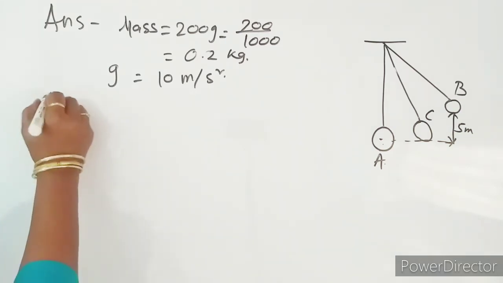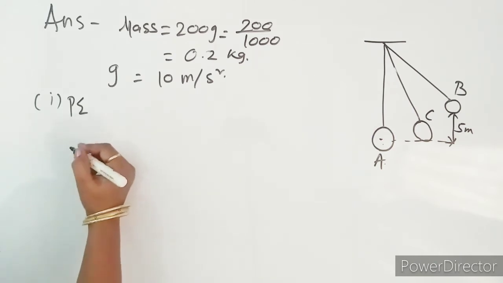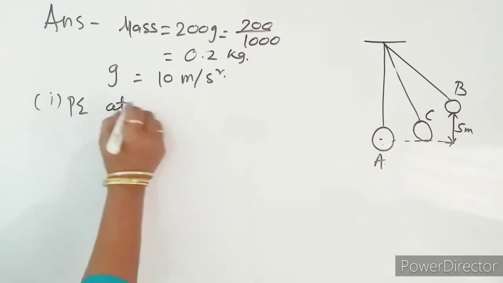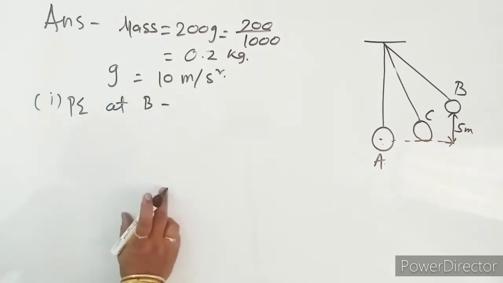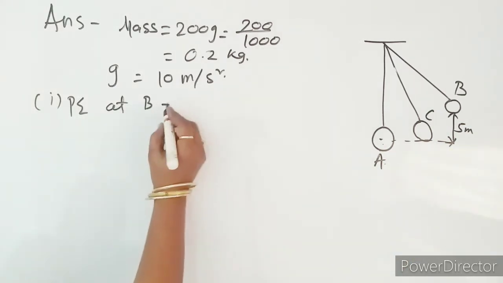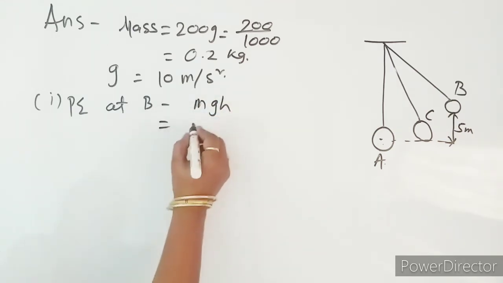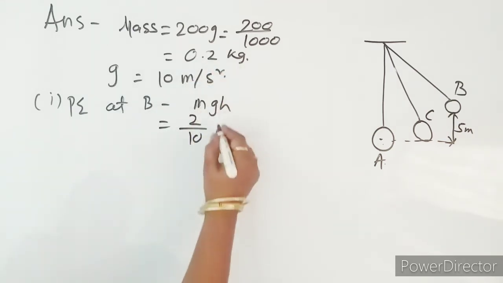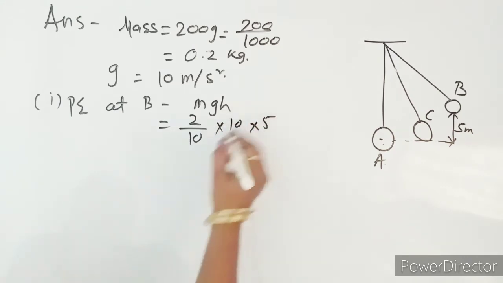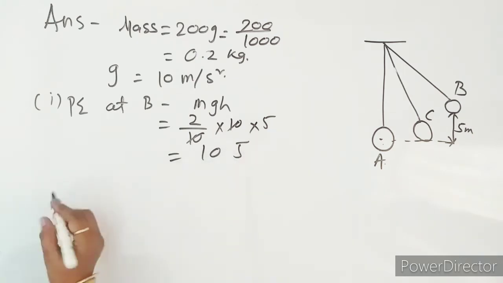So what is the first part? It is the potential energy at position B. As we are taking from one position to another, potential energy equals mgh. So 0.2 into 10 into 5, which will be 10 joule. The first answer will be 10 joule.